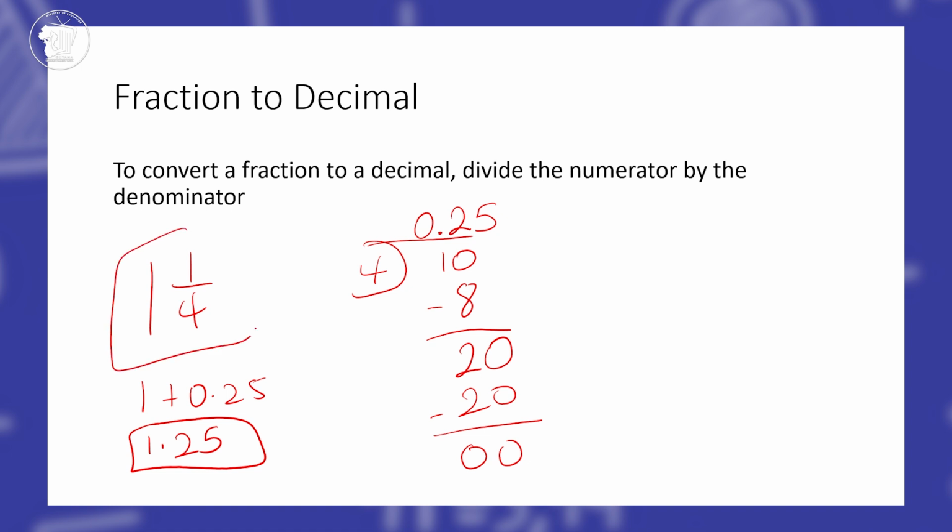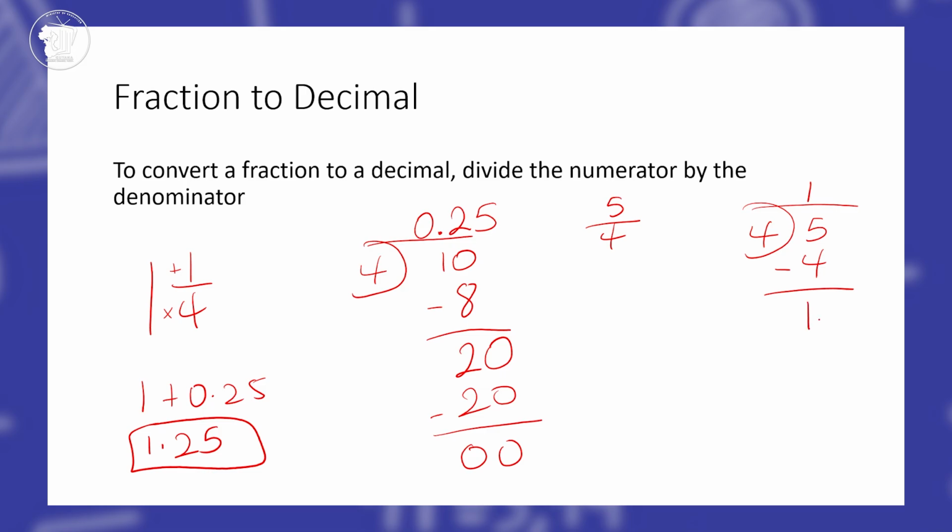Or we can simply convert the 1 and 1 over 4 to an improper fraction. So we know to convert that we multiply and add. So 4 times 1 is 4, plus 1 would be 5 over, and we put back the 4, and then we convert this. So this will simply be 5 divided by 4. So 4 can go into 5 one time. 4 times 1 would be 4. 5 subtract 4 would give you 1.